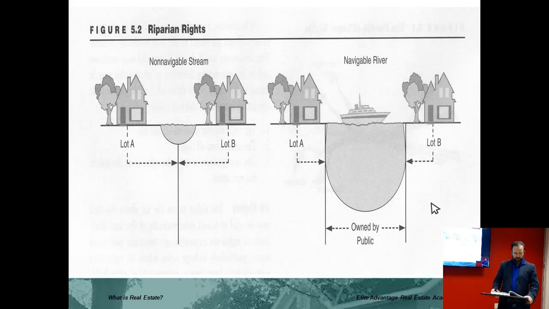Okay, erosion is just the opposite, but alluvium is the material that is being deposited. Now, reliction is the creation of dry land by the gradual withdrawal of water.